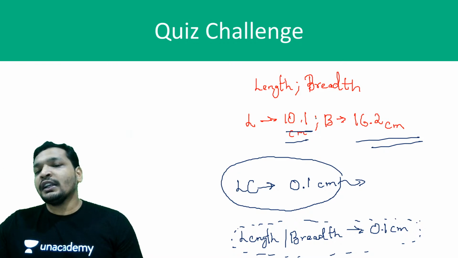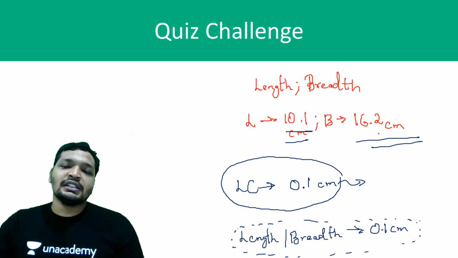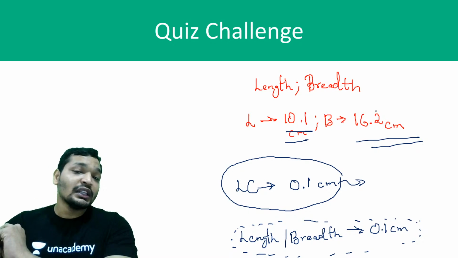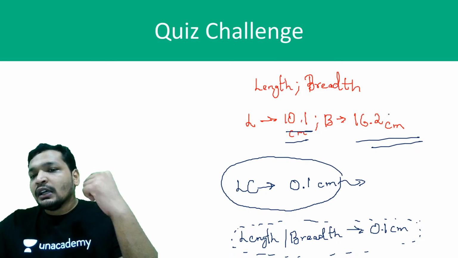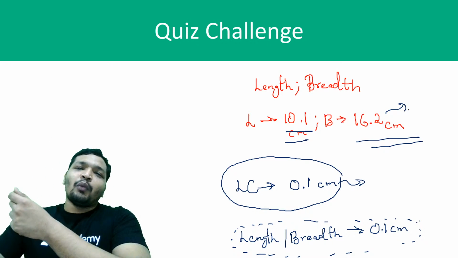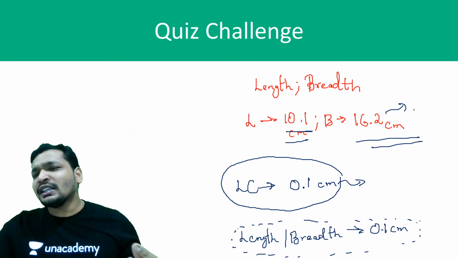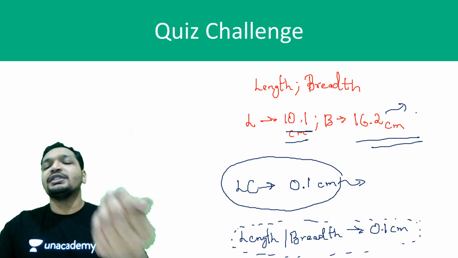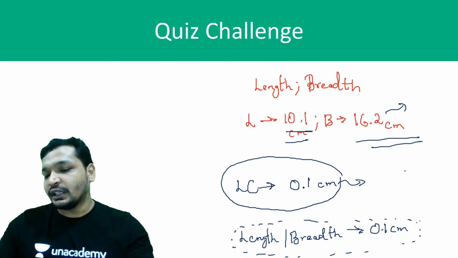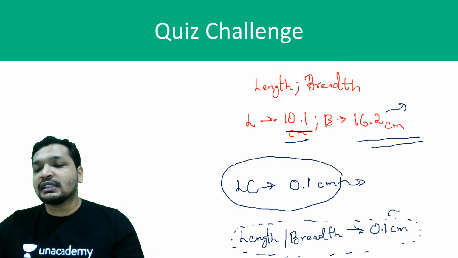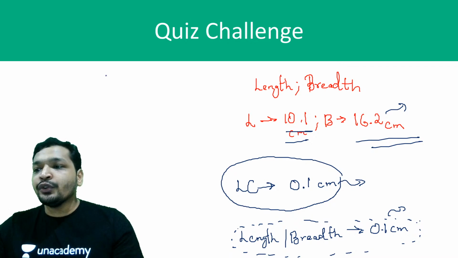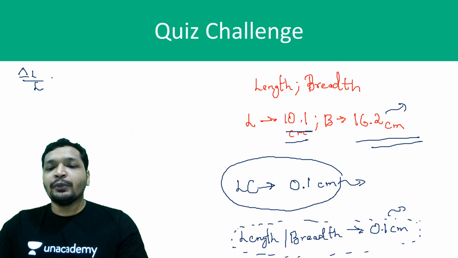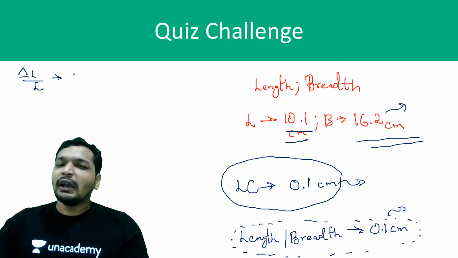The length is 10.1 centimeters, breadth is 16.2 centimeters. That means you have only measured it to 0.1 centimeter accuracy, and it could have been 16.15 centimeters or 16.1 centimeters, but you measured it as 16.2 centimeters, or it could have been 16.3 centimeters, you measured it as 16.2 centimeters. So the maximum error in this case is 0.1 centimeters. And what would you do? You take delta L by L, and delta B by B, to find out the percentage. I hope it's clear.